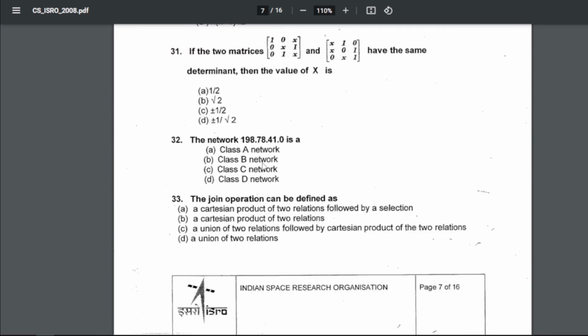Next question is, the network 198.78.41.0 is what? So if you see the range, right? Basically this is the range of a class C network.